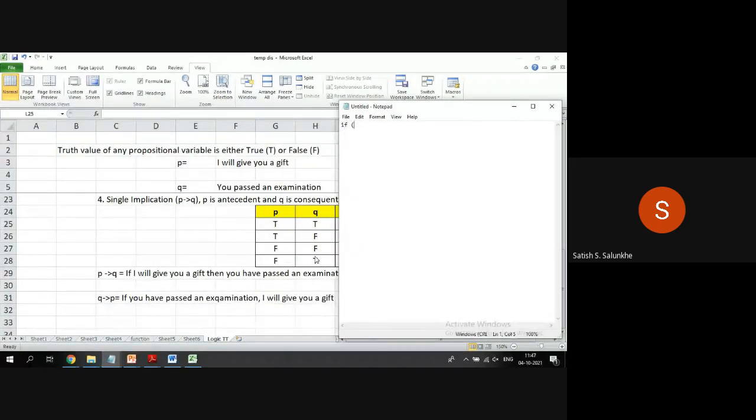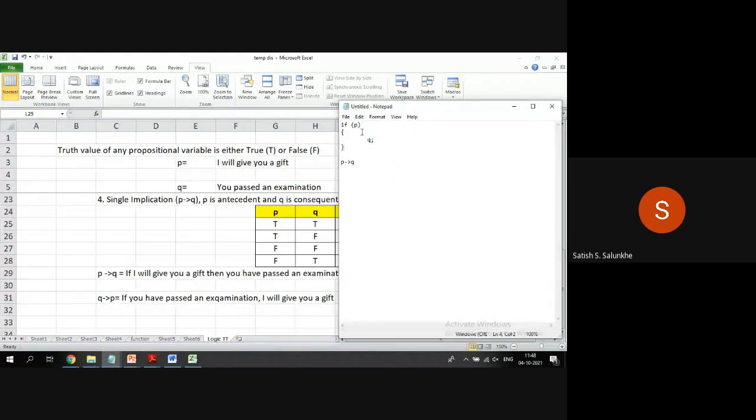If some condition P you do have, then you may have something that is Q. That's it. So Q will get executed when P is true. This is exactly what we are discussing here now: P implies Q. When P is true, then only Q will get executed. Right?